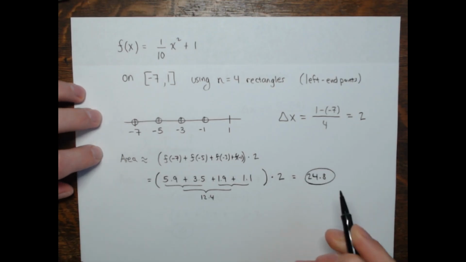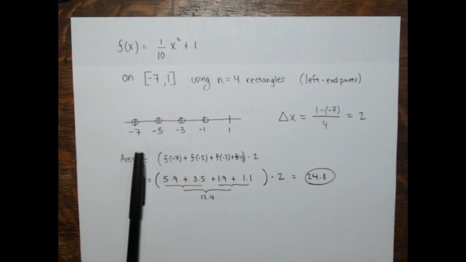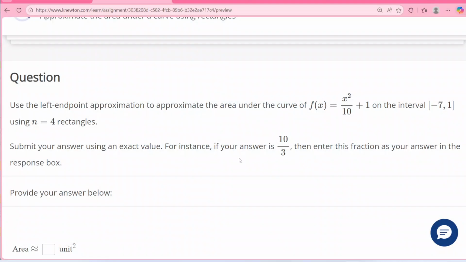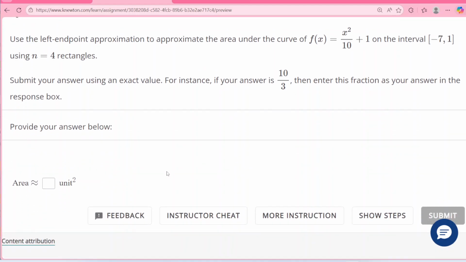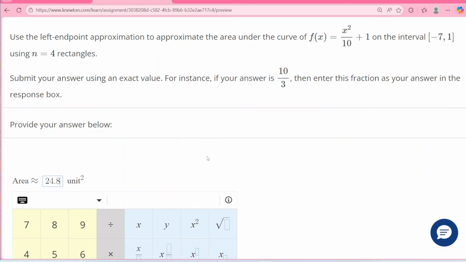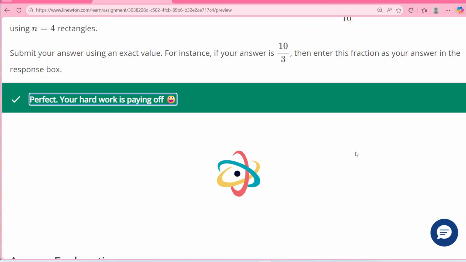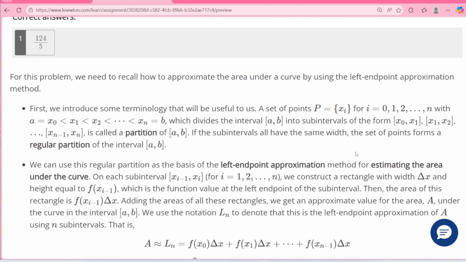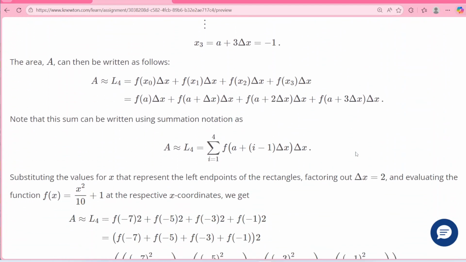Honestly, I'm just going to put that and see if it takes it. I know it said enter as a fraction. No, it just said it; all they want, no, this is just an example of what they mean by enter an exact value. So if I put in 24.8, that is an exact value here. So this area should be approximately 24.8 square units. Great. And again, they'll show us a nice picture.